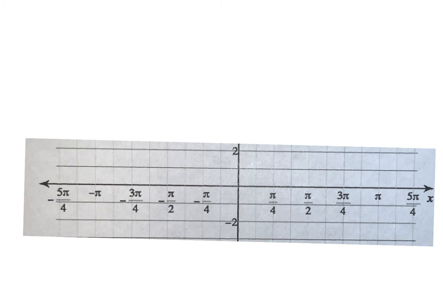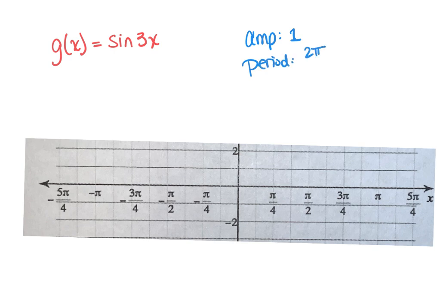All right, for B, they want us to graph sine of 3x. So my amplitude again, the number in front of sine, is still 1. That's how far away I'm going. My period, though, is going to be 2 pi over 3.